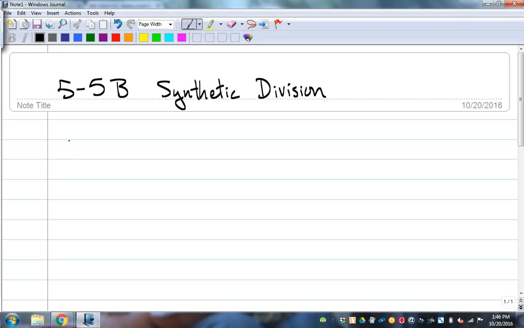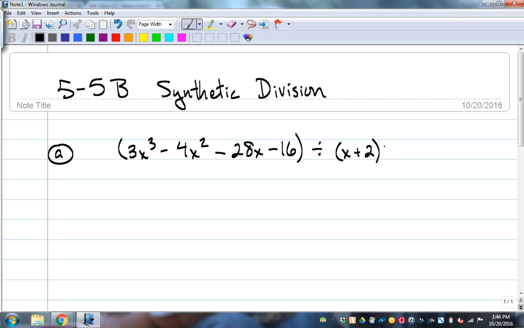So first thing we're going to do is use synthetic division to divide. So this first example, we're going to divide 3x to the third minus 4x squared minus 28x minus 16. Synthetic division is a whole different setup than long division was. So it's going to be kind of completely different, but it does the same thing as long division did.